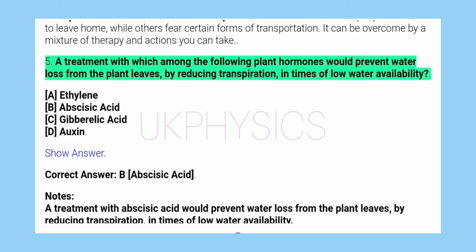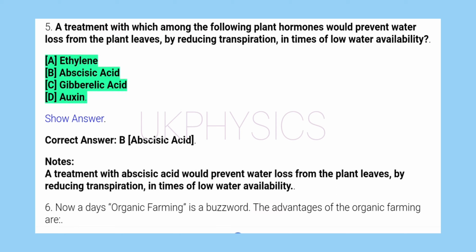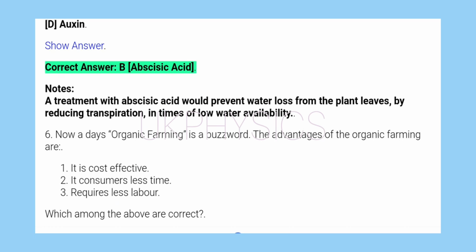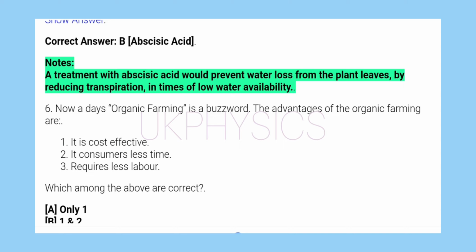5. A treatment with which among the following plant hormones would prevent water loss from the plant leaves, by reducing transpiration in times of low water availability? A. Ethylene, B. Abscisic acid, C. Gibberellic acid, D. Auxin. Show answer. Correct answer, B. Abscisic acid. Notes: a treatment with abscisic acid would prevent water loss from the plant leaves, by reducing transpiration in times of low water availability.